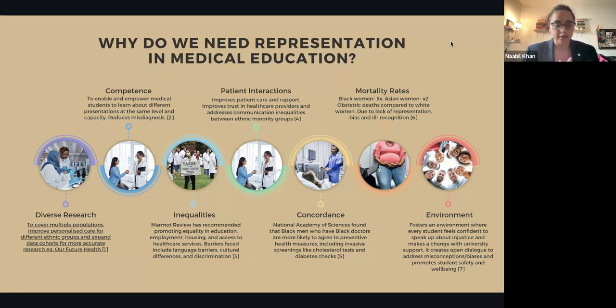Then competence. Looking back at students, I found that when you feel like you can't recognize certain skin conditions and certain presentations on people of color or ethnic minority patients, it means that they feel disempowered and disenfranchised, really. You've done 5 years of medical education and you still feel like you can't treat everyone to the same capacity. So competence is a huge impact of representation. And I think it's incredibly important in terms of reducing misdiagnosis as well.